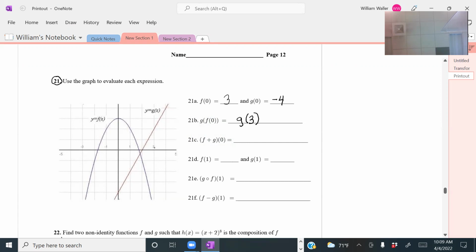Hopefully you can read that from the graph of g. So there's 3 on the x-axis. This is the graph of g, the straight line. So it looks like g of 3 is equal to 2. So this just turns out to be 2.